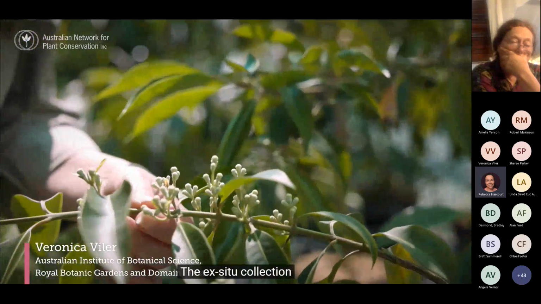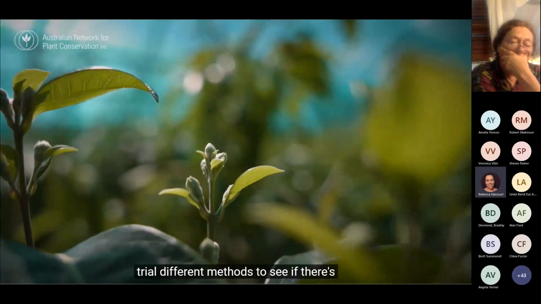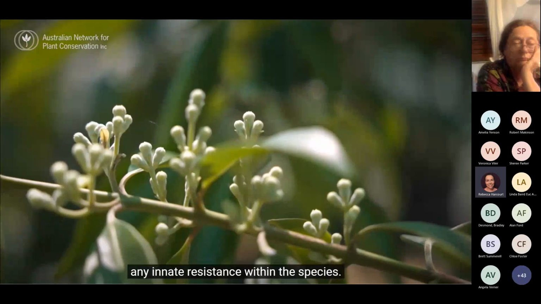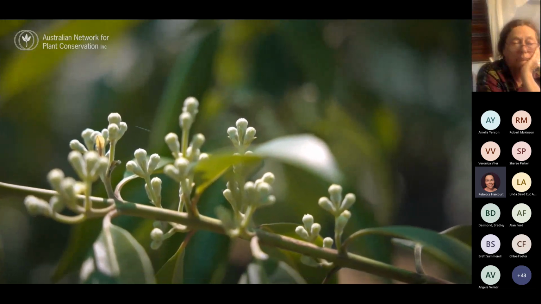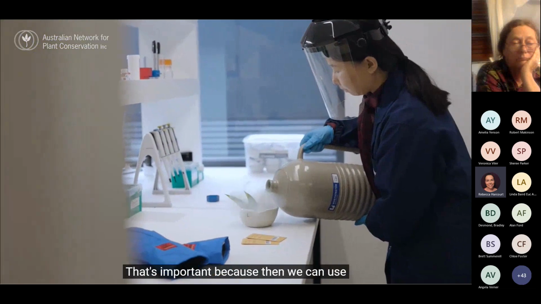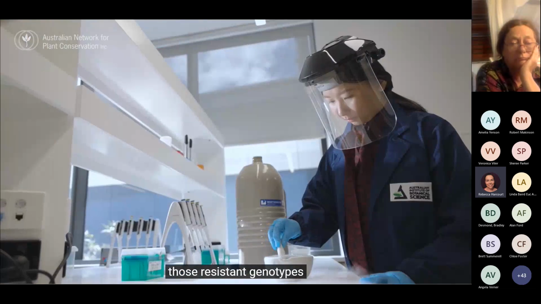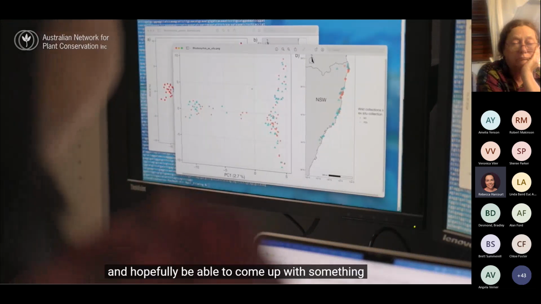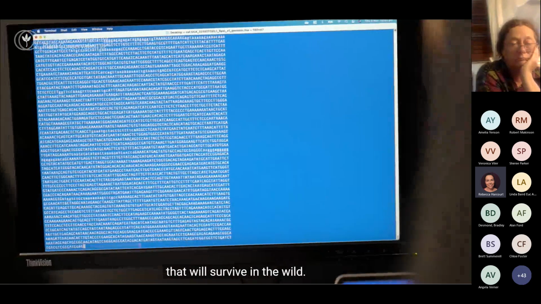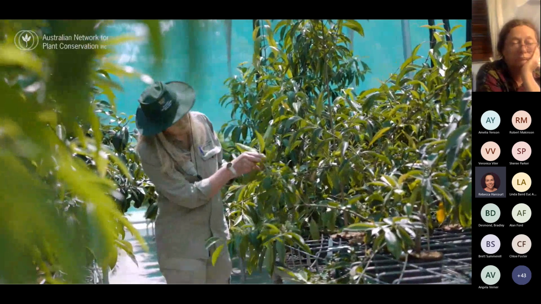The ex situ collection provides the material for the scientists to trial different methods to see if there's any innate resistance within the species. That's important because then we can use those resistant genotypes to reinforce the natural populations and hopefully be able to come up with something that will survive in the wild.